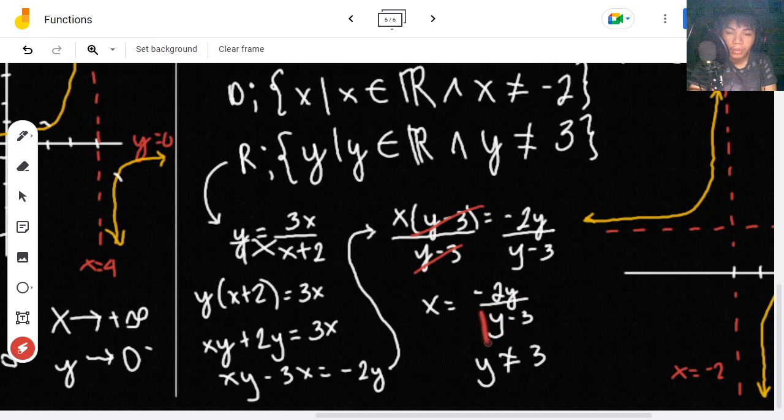Now we look at the denominator and base the range on that. So y cannot be equal to 3, since that will give you a 0 in the denominator, which is undefined. That is why the range is the set of all real numbers, y such that y is an element of all real numbers except y cannot be equal to 3.